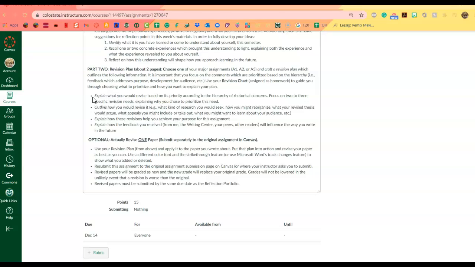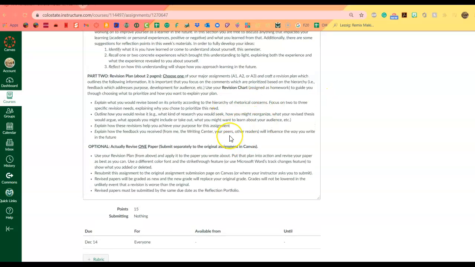Of course, you're needing to go through the feedback on that assignment, reread it, re-go over the rubrics and assignment sheets for that assignment, and explain what you would revise based on its priority and according to the hierarchy of rhetorical concerns. Remember the hierarchy of rhetorical concerns we use for all of our papers, and I will link it here for your benefit. And focus on 2 to 3 specific revision needs and why you need to prioritize those. So what's most important and what would you focus on if you're going to revise that paper?